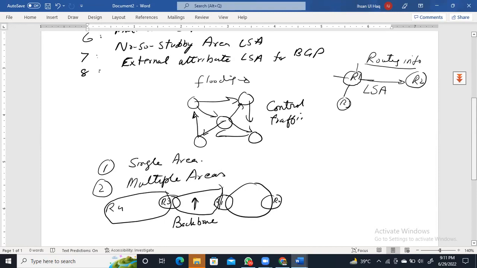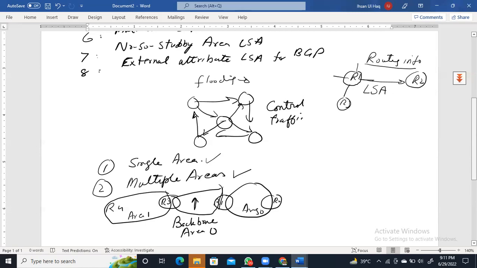If there is only one, then there is just one, and if not, then this one in the center, we also call it area 0, which means the backbone area, and others may be called area 1, area 2, area 3, and so on, maybe area 50. Do you get the idea of what is meant by multiple areas and what is meant by a single area? Maybe I have only 5 routers and I form a single area.